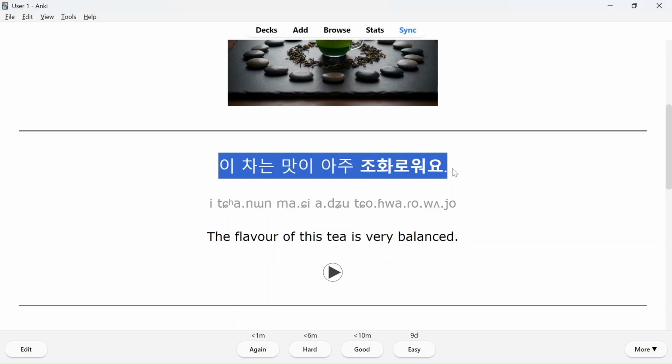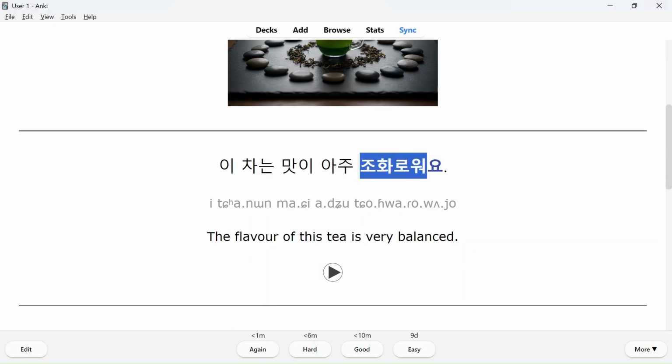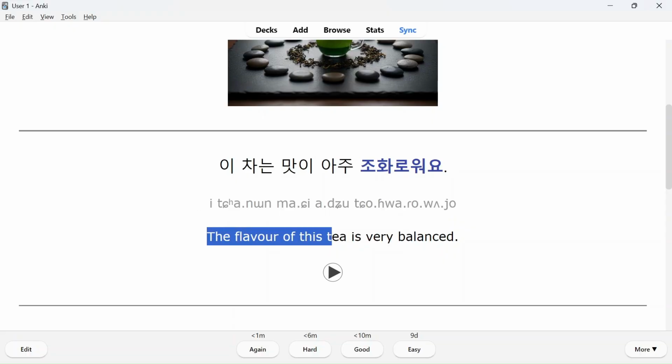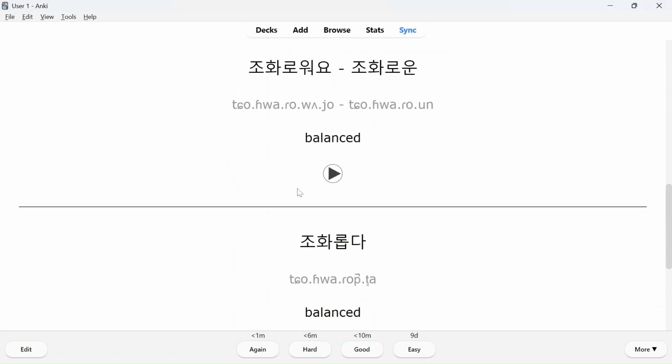Now, we've seen this before. Answer sentence in Korean with the word that we're looking for, bold and the color indigo. IPA notation, and this helps with pronunciation. English translation of the Korean sentence and audio. 이 차는 맛이 아주 조화로워요. But over here, we see something interesting. We see that there are two areas for the word balanced. Well, why is this the case?